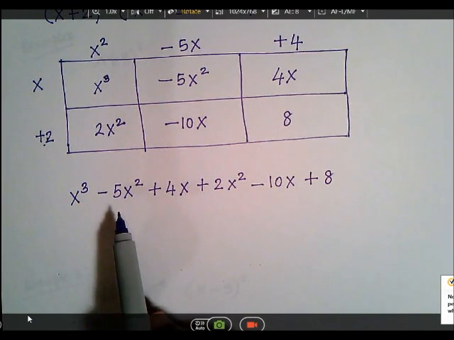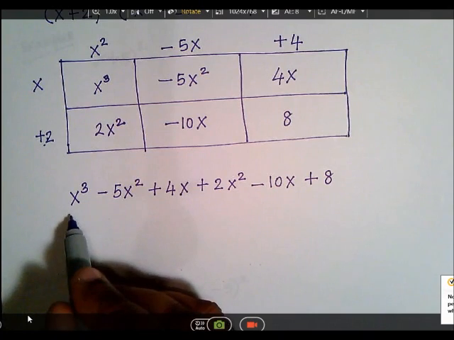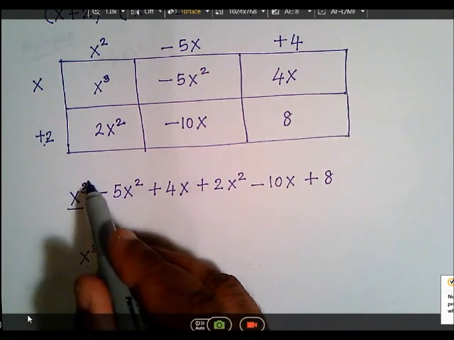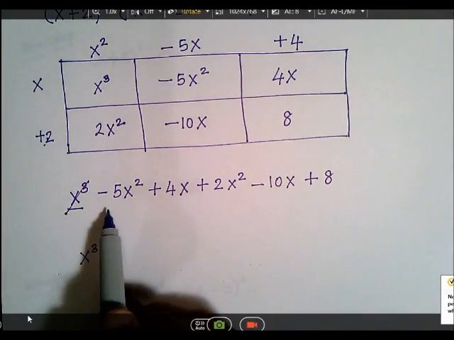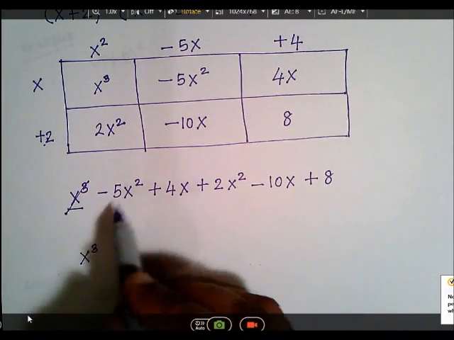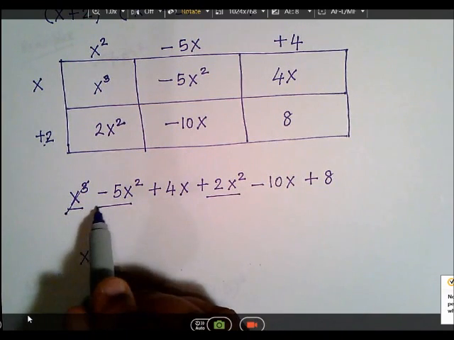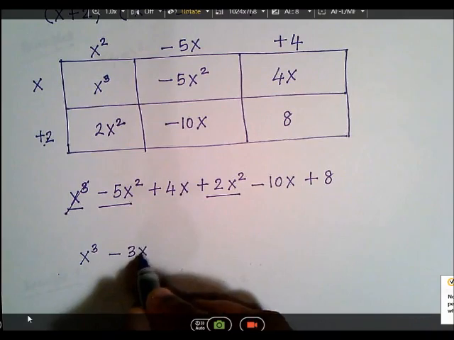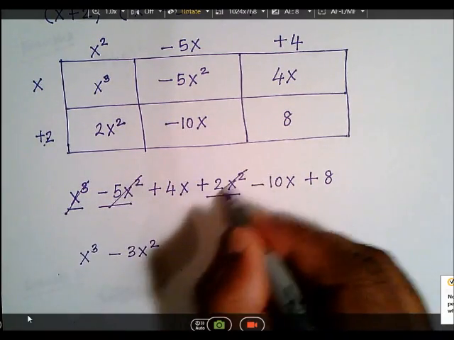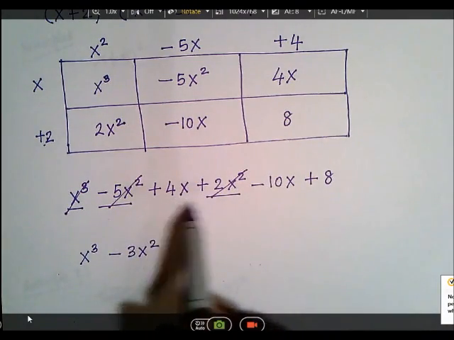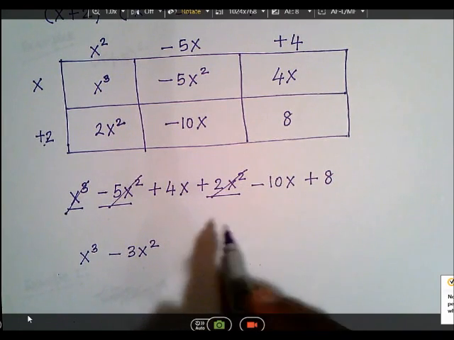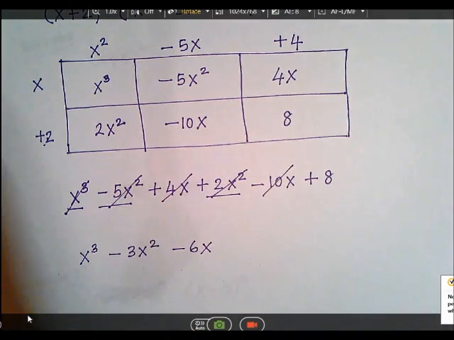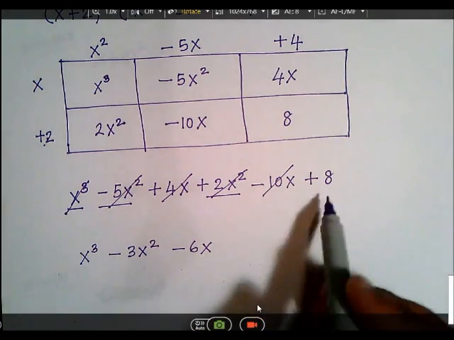Now I want to combine like terms. I have this x cubed. There is no other x cubed, so I'm going to just write it as is. Taken care of that. I have negative 5x squared and a positive 2x squared. So negative 5 plus 2 will give me a negative 3x squared. I've taken care of that. I have 4x minus 10x. So that's a negative 6x. Taken care of that. And a positive 8.